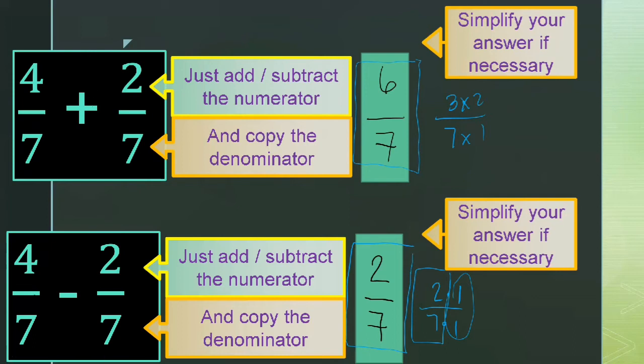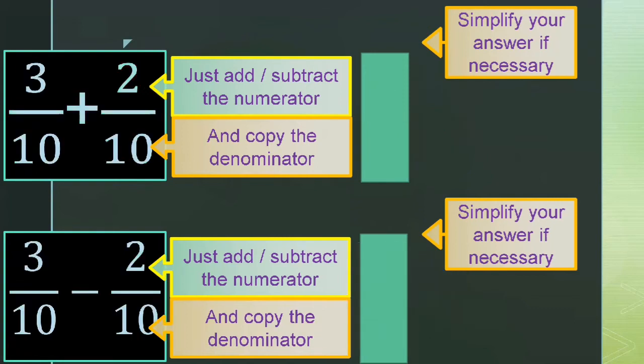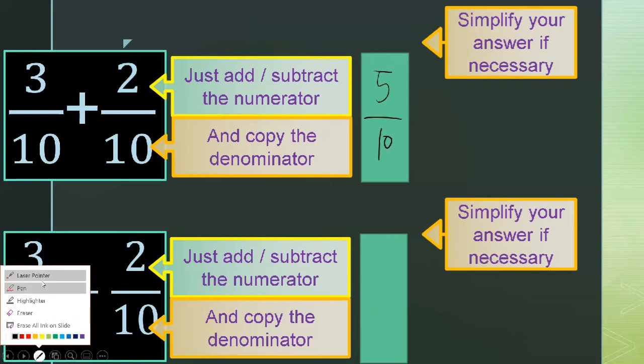Let's try another example. 3 over 10 plus 2 over 10. So, here we add the numerator. So, 3 plus 2 is equal siya sa 5 and then over 10 dahil copy the denominator. Okay po. And then, kung i-check natin, this is a proper fraction. So, we can get the greatest common factor of 5 over 10. So, let's get the factor of 5 and 10.